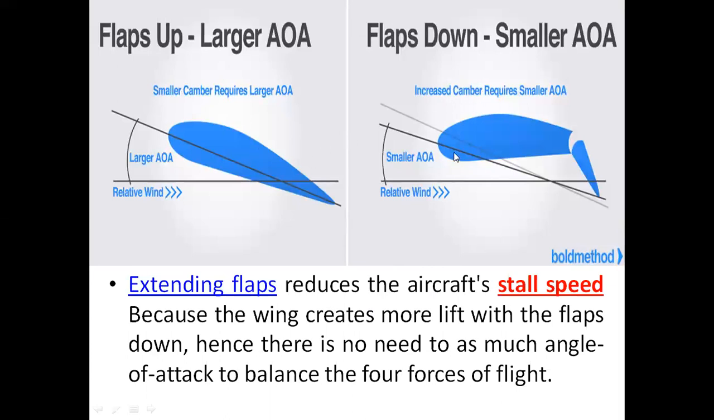Now this is again an example of the deployment of flap and non-deployment of flap. Now, in the first figure we are looking at here, the flap is up. So, once the flap is up, the wing has a small camber. Now, if the wing has a small camber, the aircraft requires a larger angle of attack to support the aircraft in level flight. Now, once the flap is getting down, what will happen?